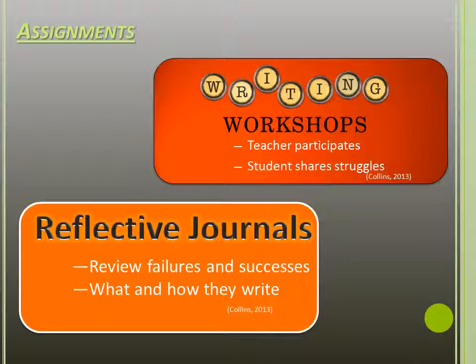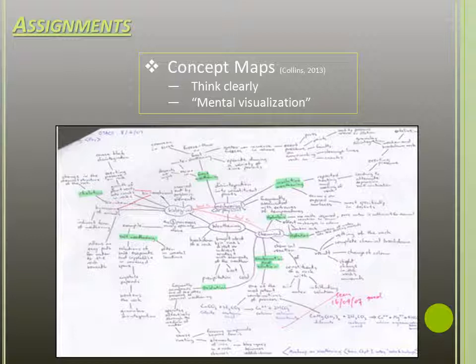Here we can see two examples of assignments that Dr. Teresa Collins is giving us to put into our toolbox of ideas. Writing workshops are a great way for teachers to get students to share struggles that they have, as well as reflective journals that allow students to review both failures and successes. According to Dr. Teresa Collins, concept maps are an excellent assignment that can be used in a cognitive theorist classroom. This allows students to get the jumbled up mess out of their head and put it clearly onto a piece of paper. This provides a mental visualization that allows students to figure out where they need to go with their writing.